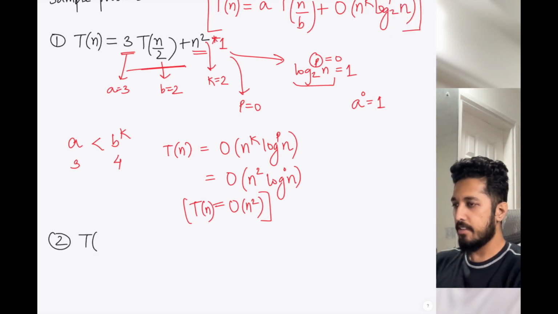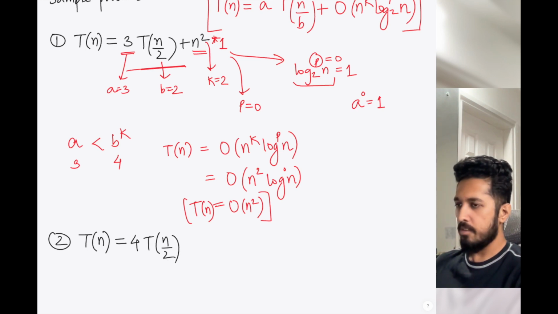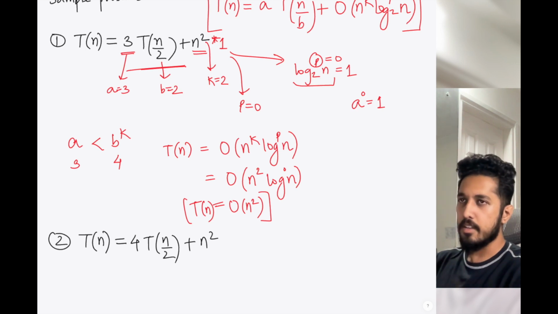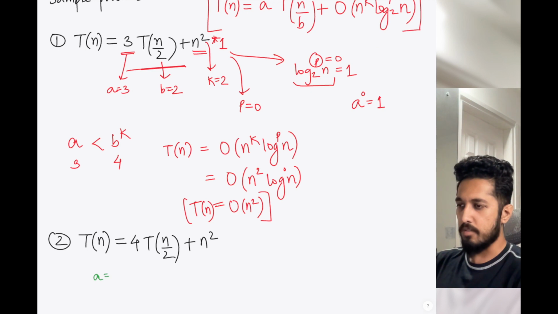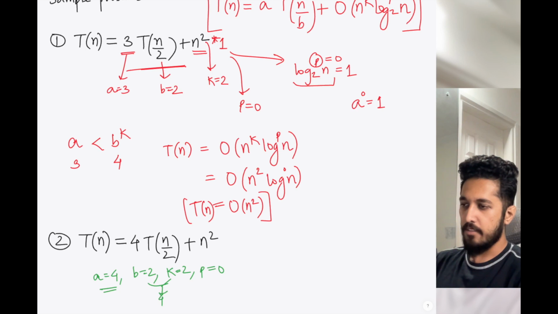Let's say the recurrence relation given to us is T of n equals 4T of n by 2 plus n square. Now again, we can quickly compare a, b, k and p. Here a equals 4, b equals 2, k equals 2, p equals 0. If we compare a with b power k, which is nothing but 4, we can see that a is equal to b power k.